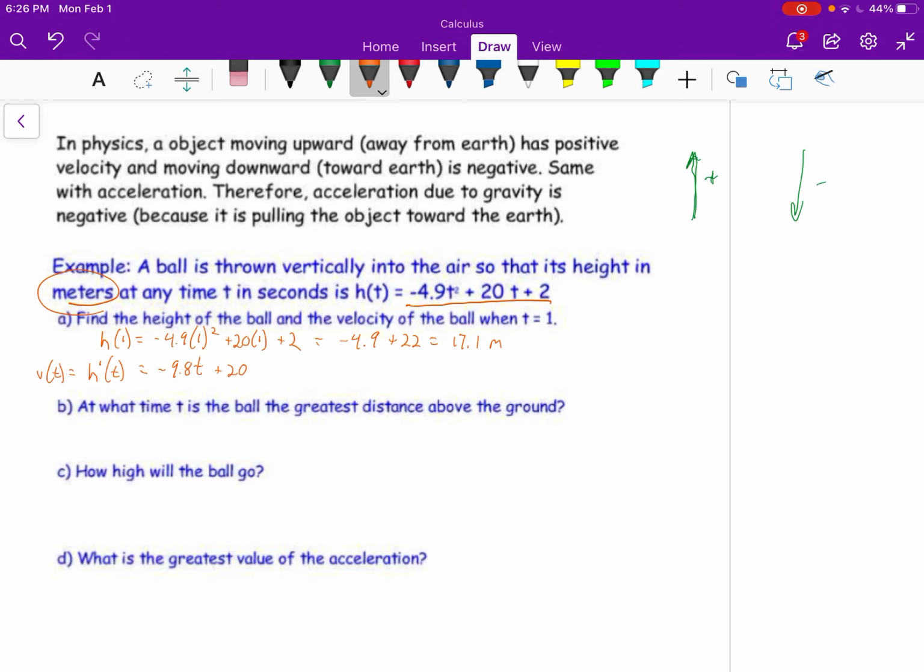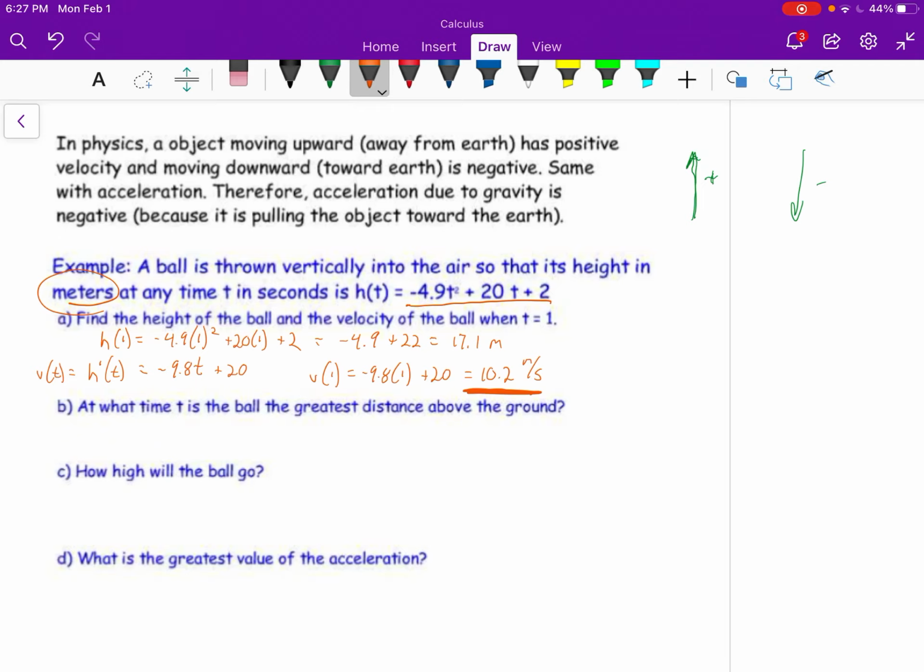And we can find the velocity when t is 1 by plugging in 1. So v of 1 is negative 9.8 times 1 plus 20. Well, that's negative 9.8 plus 20, which is 10.2. And this is going to be in meters per second. So after 1 second, it is 10.2 meters per second, and it's positive, which means it's still moving upward. So you got to know these important things about direction and positives and negatives.